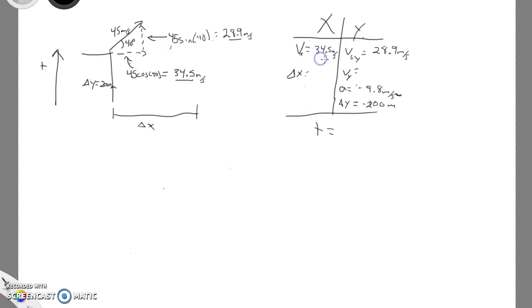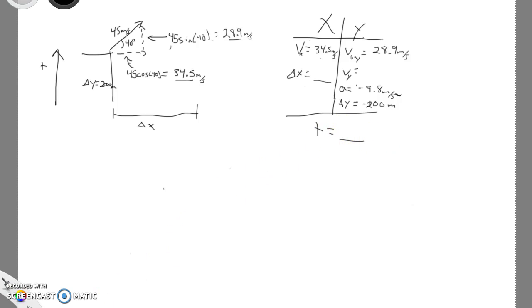So you should have gotten a horizontal velocity of 34.5 meters per second, initial vertical velocity of 28.9 meters per second, an acceleration of negative 9.8 meters per second squared, and a displacement of negative 200 meters. Okay, from here our goal is going to be to find the horizontal displacement. So we want to solve for this. In order to find that, we need time. So go ahead and find time. If you want to find velocity first, you can, or you can just use the one equation and use the quadratic formula to solve it.